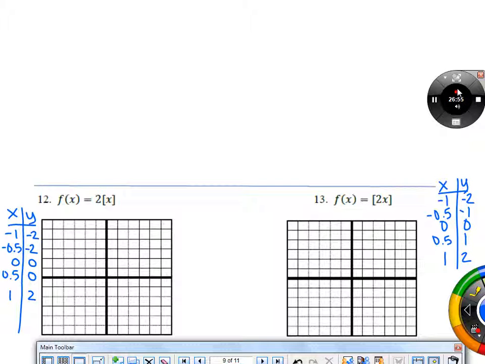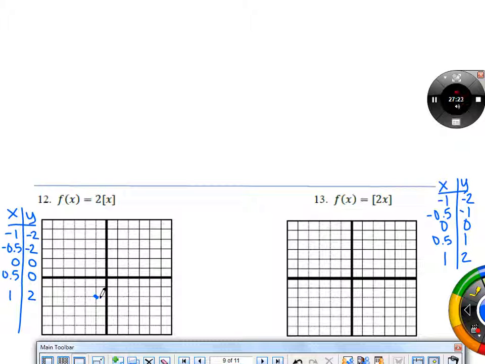Okay, so look at what happened here. When I plugged in -1, I ended up with an output of -2. But when I plugged in -0.5, remember, it would get rounded to -1, and -1 times 2 would still be -2. So -1, -2 is here. When I plugged in -0.5, I still got -2. That tells me that that point is still on the same step, lined up with this one. It didn't create a new step.